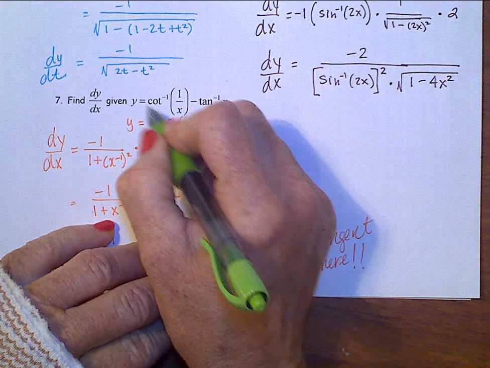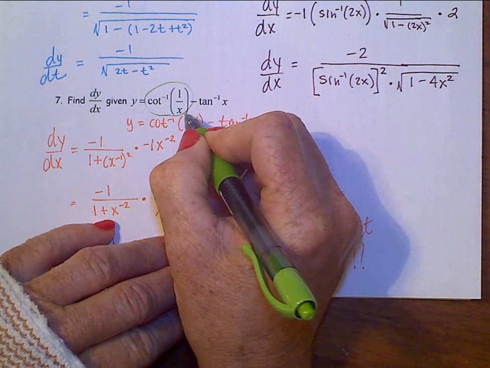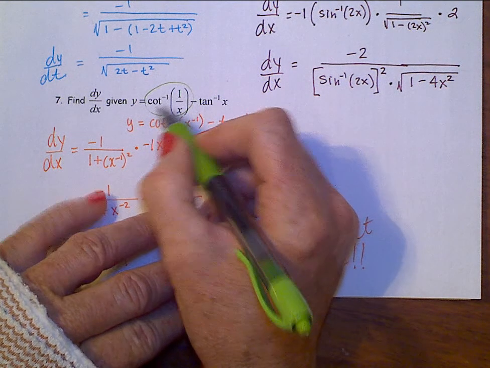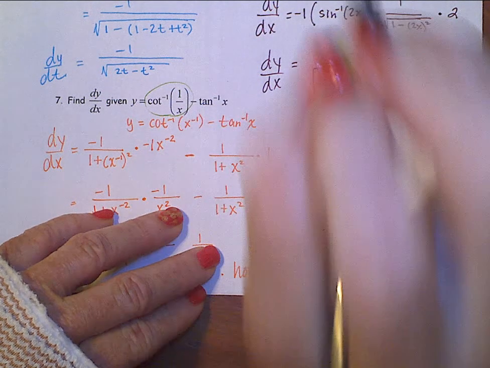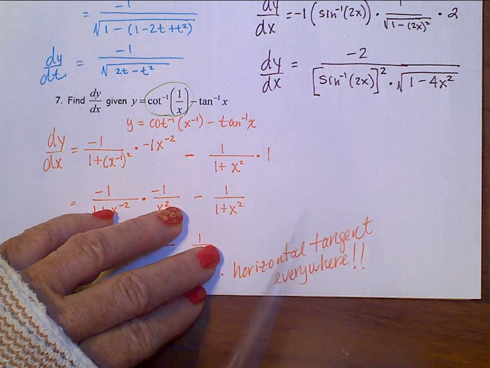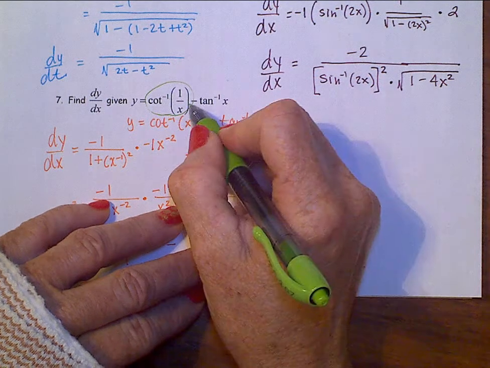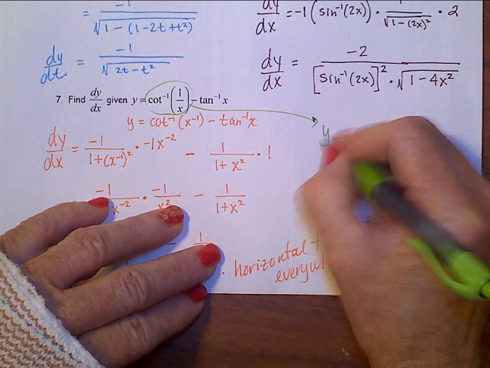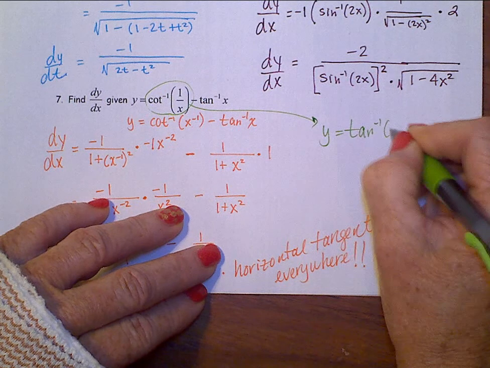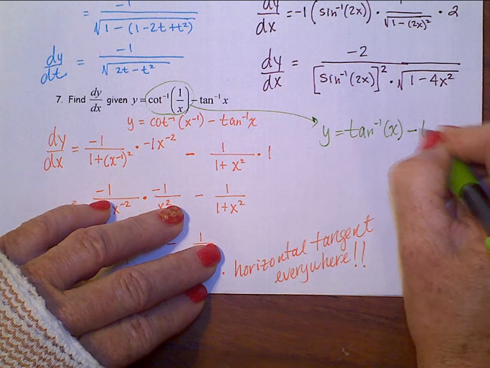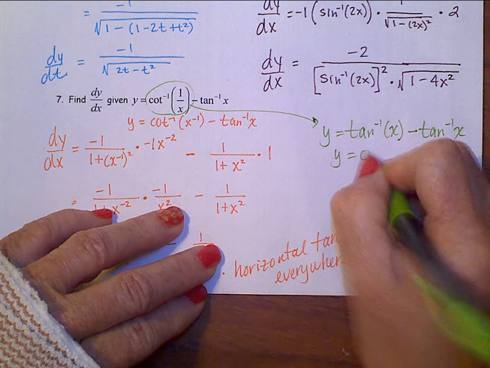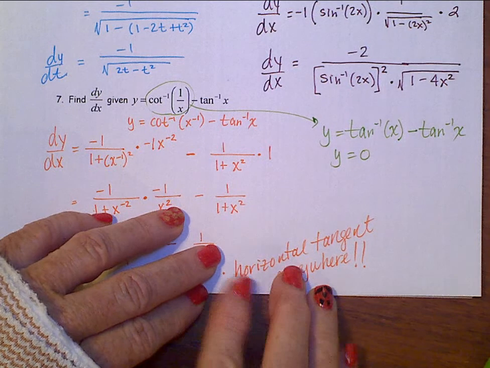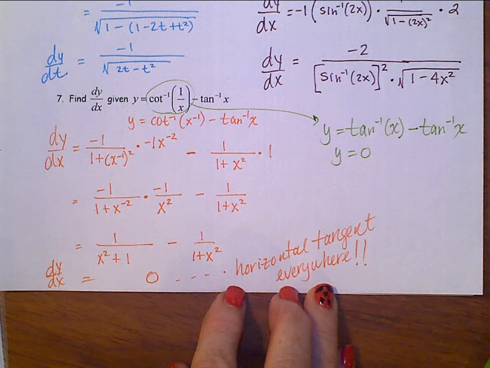All right, let's come back over here and let's look at this. Inverse cotangent of 1 over x. That's saying the spot on the unit circle where the cotangent is 1 over x. Okay, think. If cotangent is 1 over x, then tangent is x over 1, exactly. So this equation really is y equals inverse tangent of x minus inverse tangent of x, which is 0. So I just asked you to find the slope of the tangent line of the x-axis.